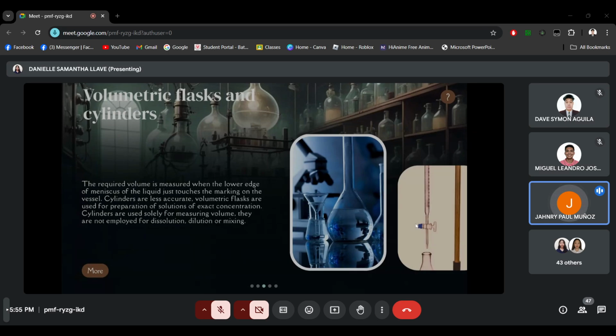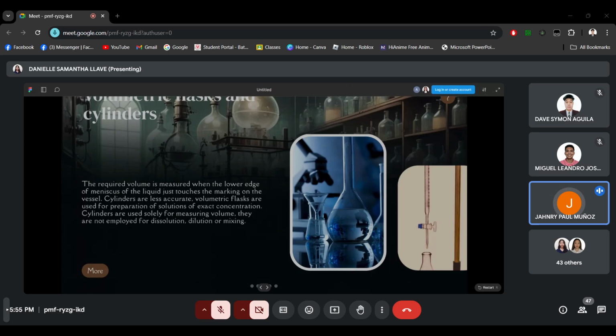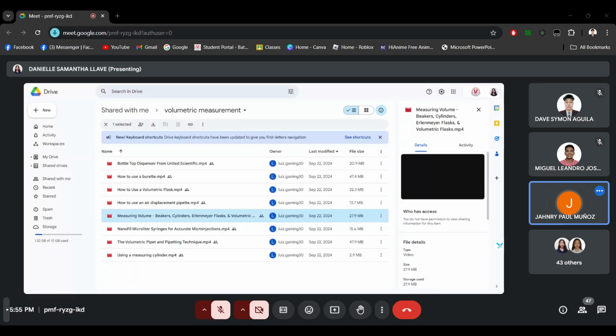The required volume is measured when the lower edge of the meniscus of the liquid just touches the marking on the vessel. Cylinders are less accurate. Volumetric flasks are used for preparation of solutions of exact concentration. Cylinders are used for measuring volume. They are not employed for dissolution, dilution, or mixing. We also prepared a video for this.